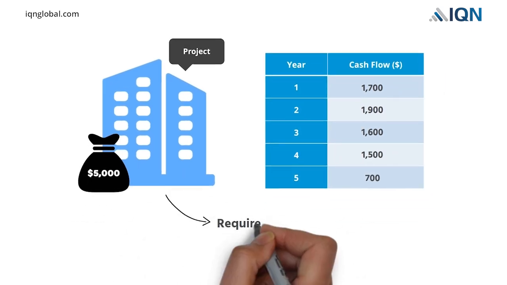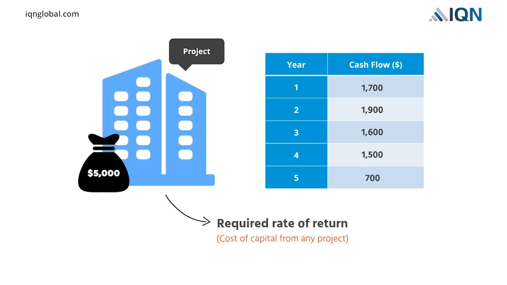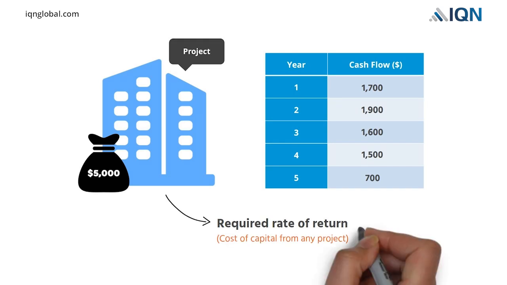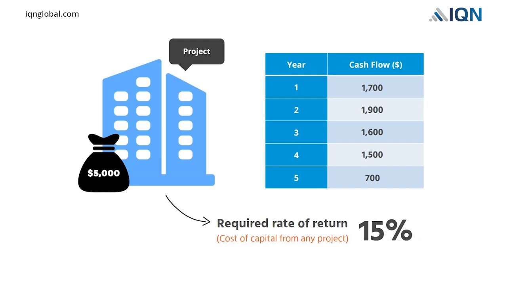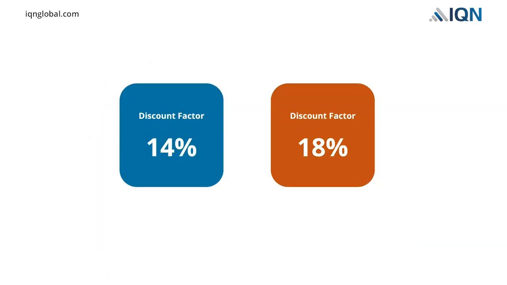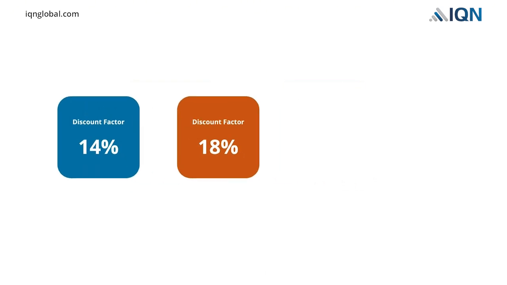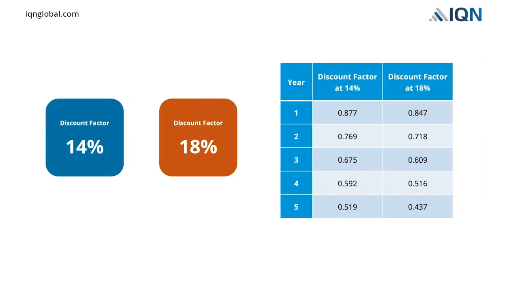If the company's required rate of return, which is the cost of capital for any project, is 15%, evaluate whether this project should be conducted. Use the discount factors 14% and 18% to estimate the IRR of the project. These factors are taken from the discount factor table.